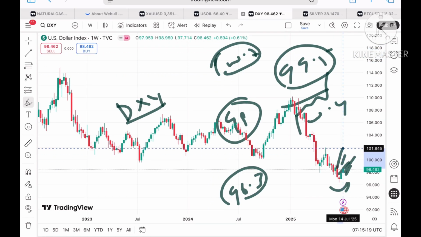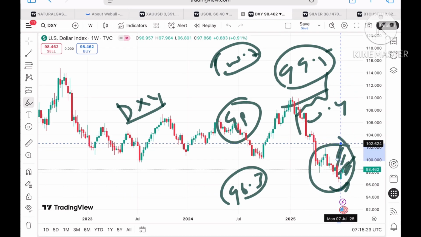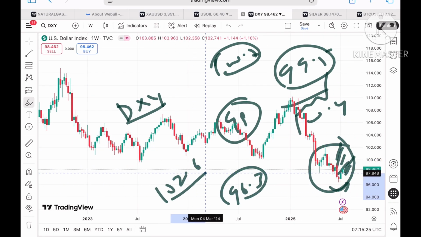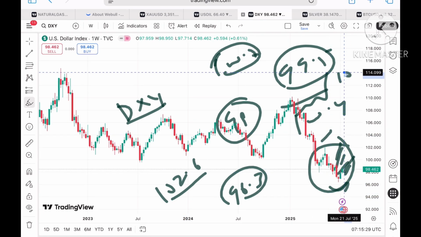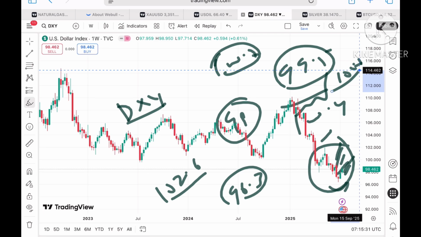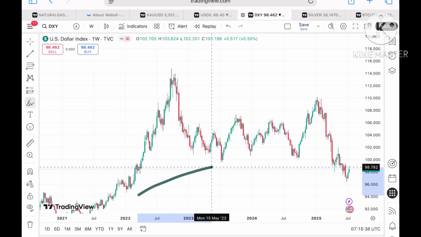Once the price rises above this level, it can touch 102, and from there a further upside can be seen towards 102.6, then to 103.5, then to 104.7, and then a further upside can be seen. But if the price doesn't sustain that particular level, this bigger pattern is showing a downside.